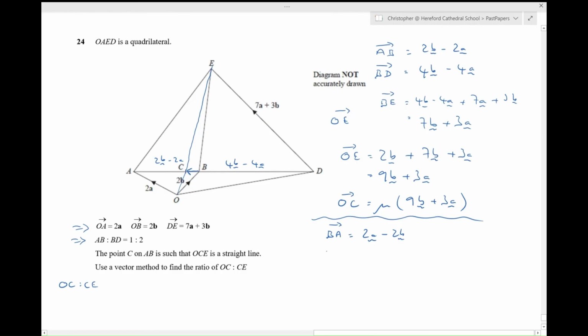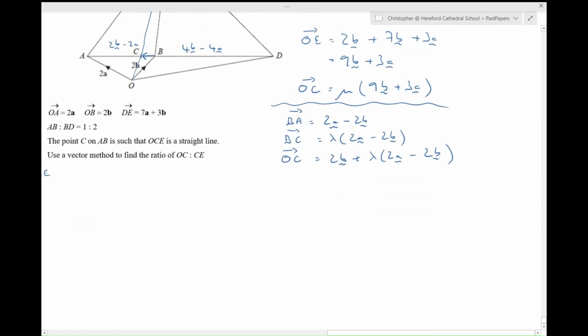And so I'm going to imagine that BC is lambda of that, a certain fraction of that. So now I'm going to write an expression for OC using that BC. So OC will be, go from O up to B, which is a movement of 2B, plus this lambda lots of 2A minus 2B. Now I've got two expressions for OC, so I'm going to put them equal to each other. So I've got mu lots of 9B plus 3A, and that equals 2B plus lambda lots of 2A minus 2B.